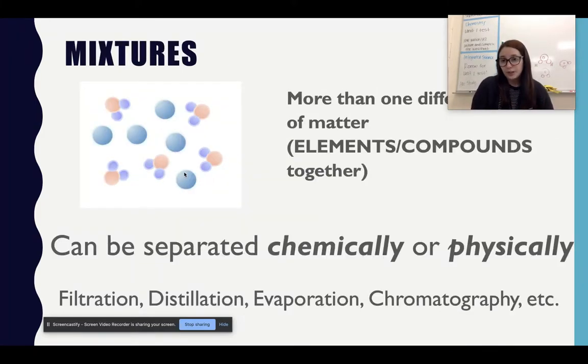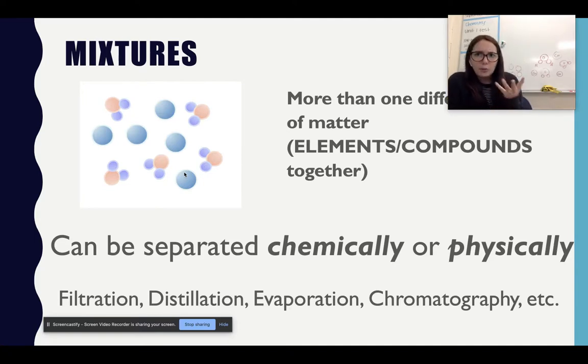Mixtures are when more than one different type of matter, such as elements and compounds, are together. These can be separated chemically or physically, depending on what you're doing, and these are always through filtration, distillation, evaporation, chromatography, etc. So in examples, I could have water, and I could add some copper in it. I add some copper in it, and maybe I want to mix them together. So I mix it up in a test tube, and the copper dissolves in my water.